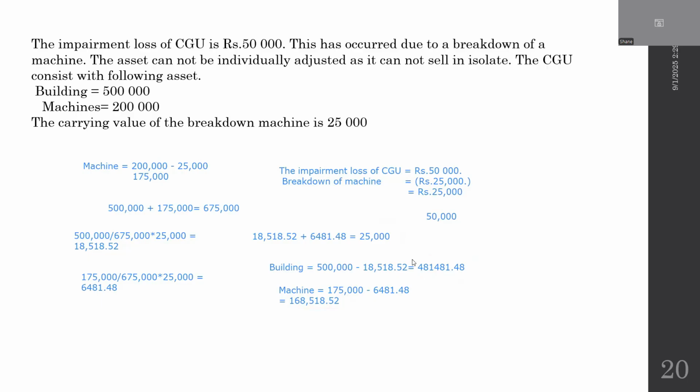So this is the answer to this question, and we can also write down the carrying value of the machine after the impairment calculation. This is the answer. I will also share another question, which will help you understand more about LKS 36.